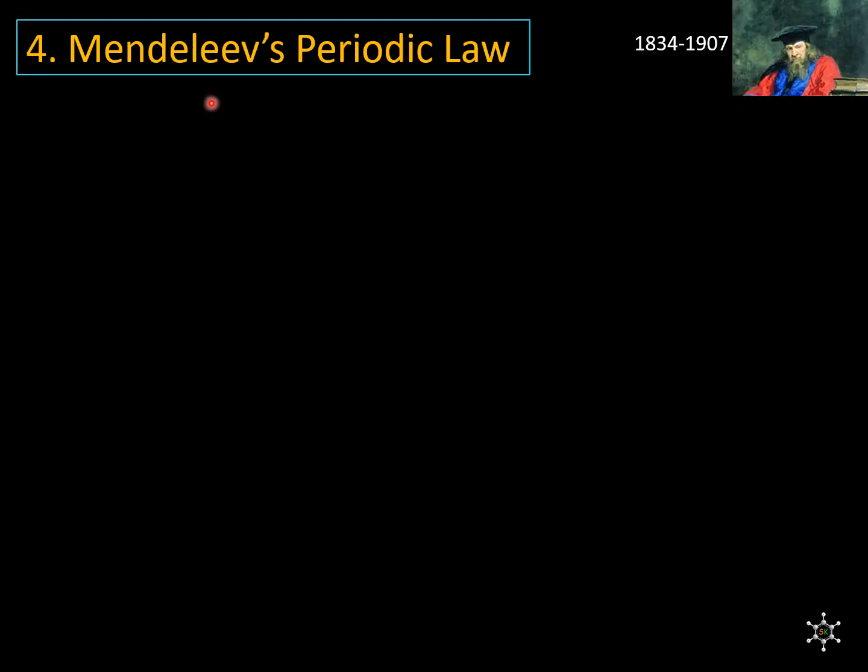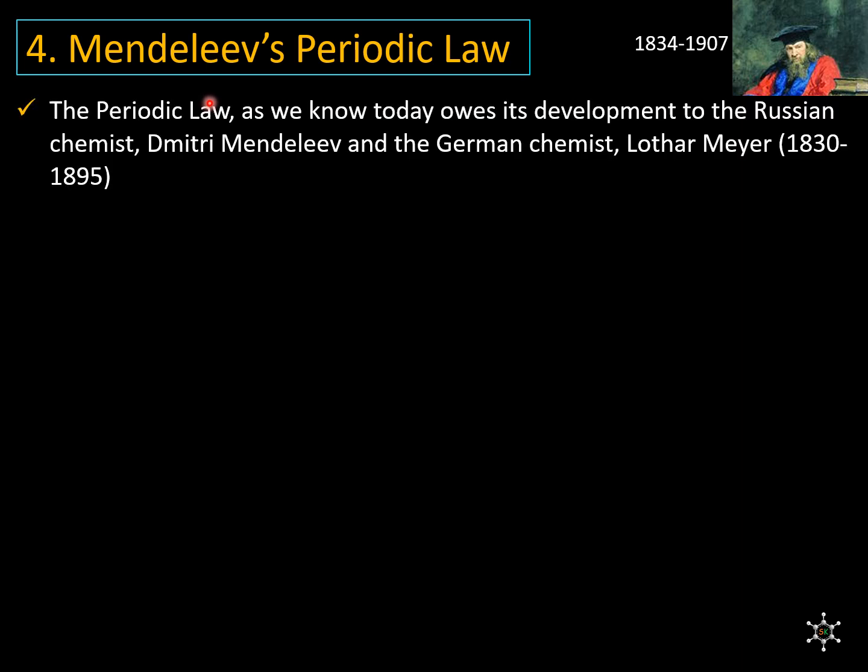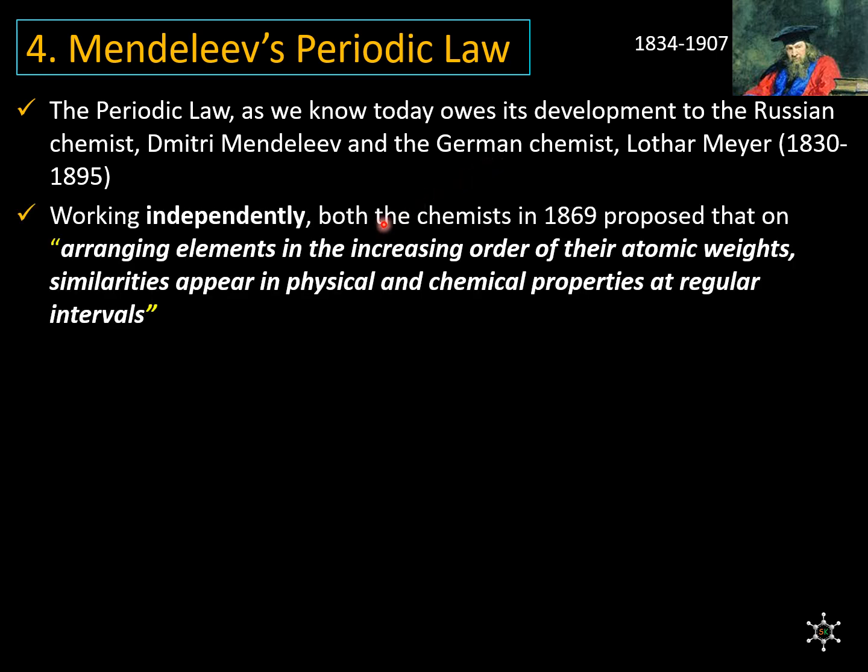Breakthrough in the work related to periodic table came from the scientist Mendeleev. The periodic law as we know today owes its development to the Russian chemist Mendeleev and the German chemist Lothar Meyer. Working independently, both the chemists in 1869 proposed that on arranging the elements in the increasing order of their atomic weights, similarities appear in physical and chemical properties at regular intervals.